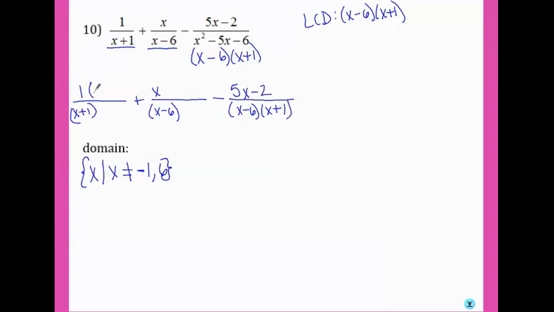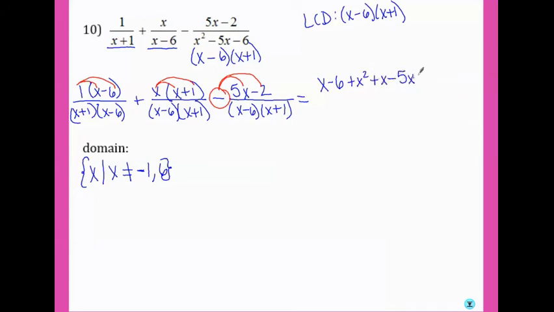So our first term is missing the x minus 6. Our second term is missing the x plus 1. And the thing we need to be careful about with the third term is the minus here needs to get distributed to both terms. So we'll distribute there, and distribute here. So we would end up with x minus 6 plus x squared plus x minus 5x plus 2 all over x minus 6 and x plus 1.